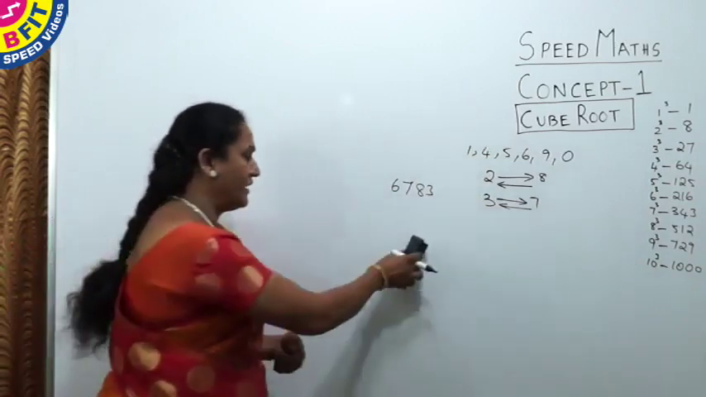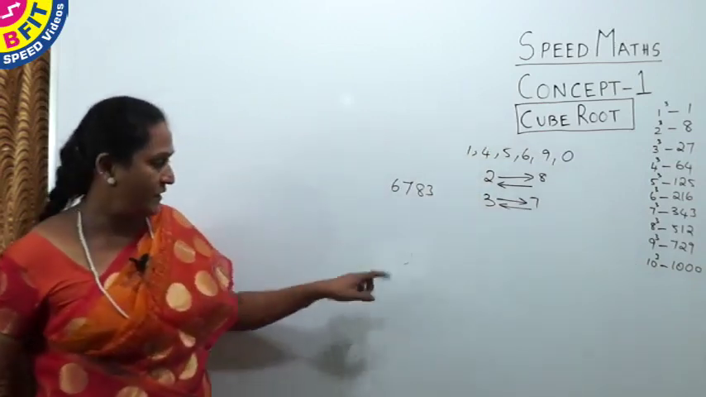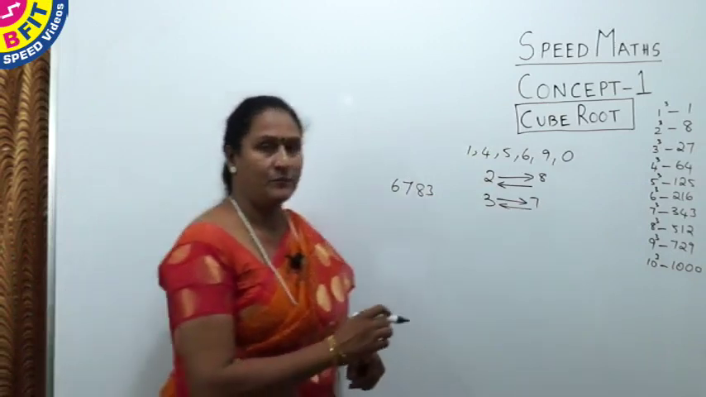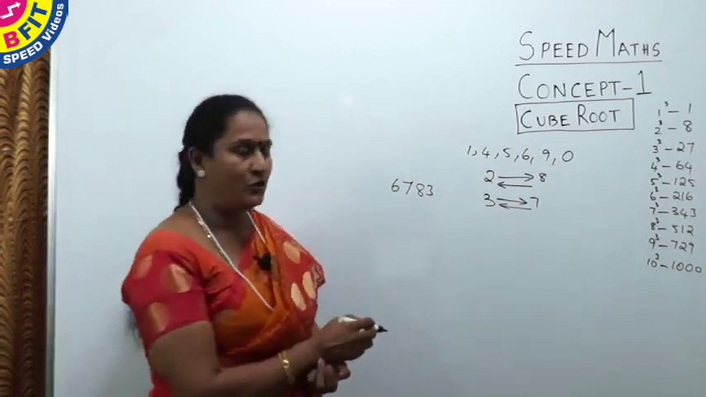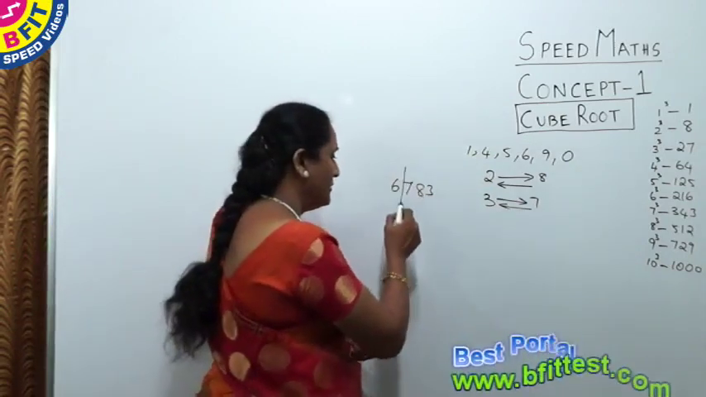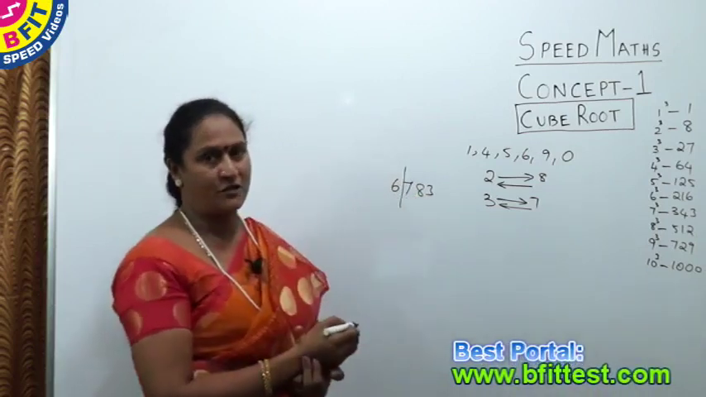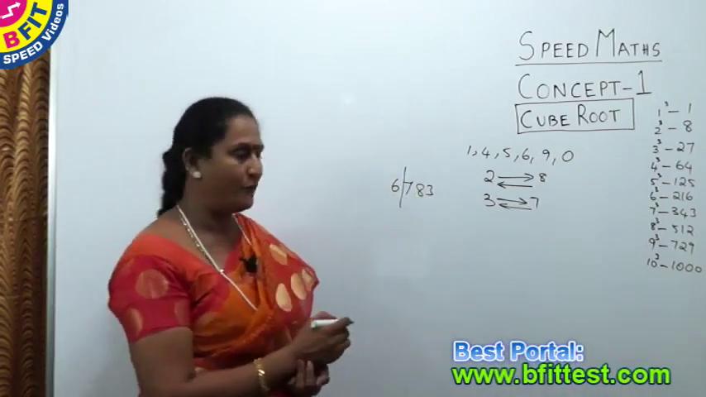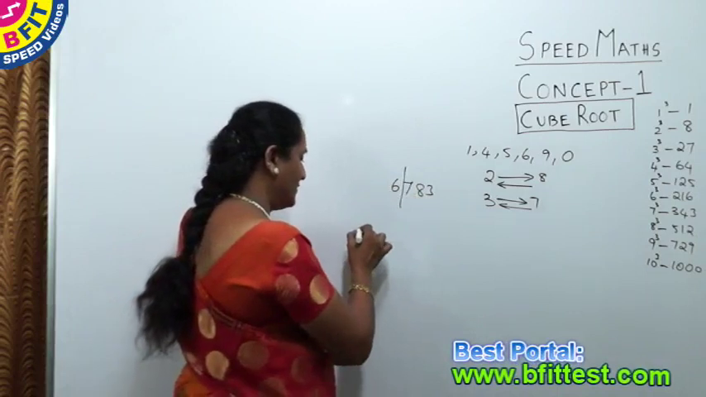So the product of three numbers is 6783. Now how do we find the approximate cube root? Leaving the last three digits, check which cube 6 has crossed. So 6 has crossed the cube of 1, so the tens place will be 1.